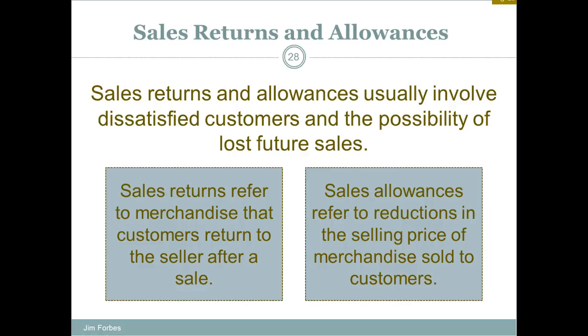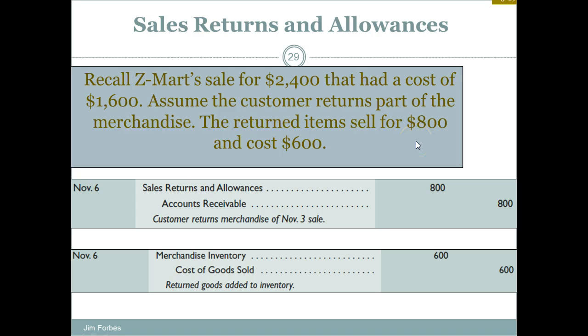Sales returns and allowances usually involve a dissatisfied customer and the possibility of lost future sales. So you will take back maybe defective merchandise, maybe they don't like the color, fit, whatever. And so this is very common in the industry. And notice you're just bringing back your inventory and reducing your cost of goods sold.